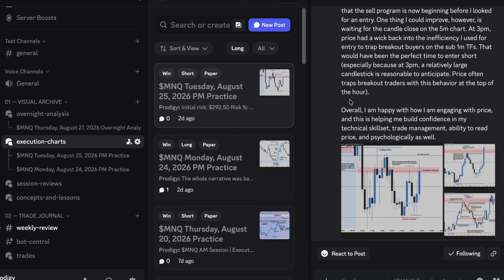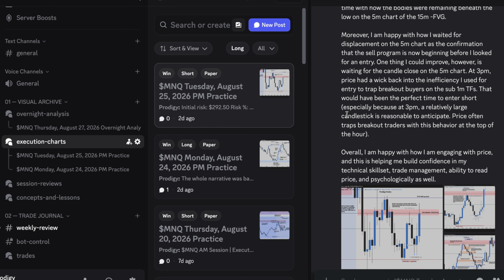But you can see how overall I'm being very positive in my reflection. I'm backing myself up. I'm using terminology that helps build my confidence in my technical skill set, my trade management, my ability to read price. And what this does is subconsciously it helps you become better and grow into the trader that you aspire to be. And this is something that ICT speaks on a lot as well when he's speaking on the topics of journaling and backtesting. So this is something that has really worked for me. It's been very helpful for me, and I would highly suggest that everyone does the same.